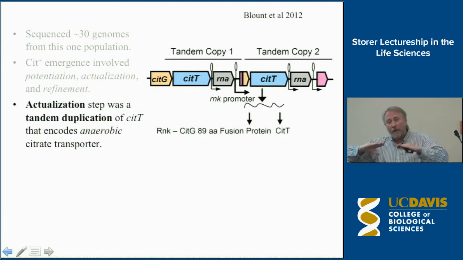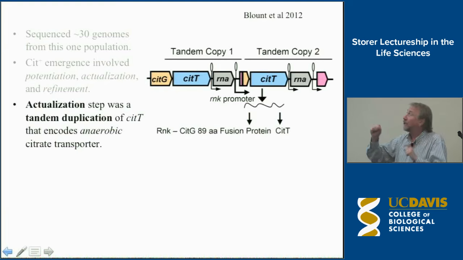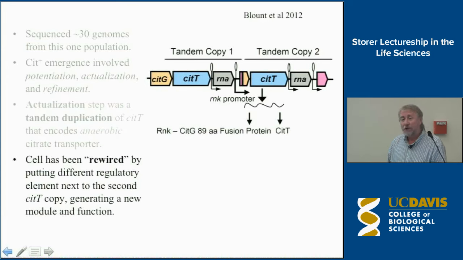Now you might say a duplication increases the dose of something and that puts you over a threshold and lets the cell eke out enough energy, but it turns out that's not actually what's going on. When you think about a duplication, the regulatory elements upstream of the original copy might allow expression of this gene in an anaerobic environment. But when you make a duplication, the second copy may have new regulatory elements that had been downstream of the first copy that are now upstream of the second copy. I'm not going to go into the molecular evidence, but what we were able to show was that this was the source of the ability to grow on citrate: taking an existing transport protein and existing regulatory functions and gluing them together just right.